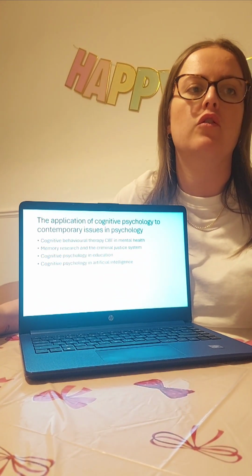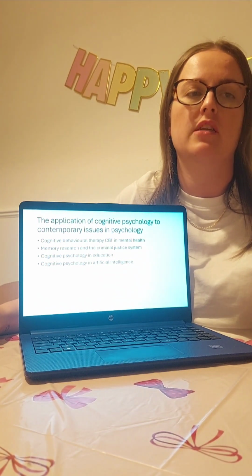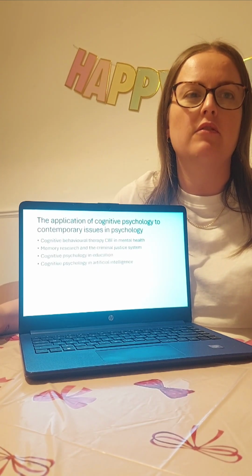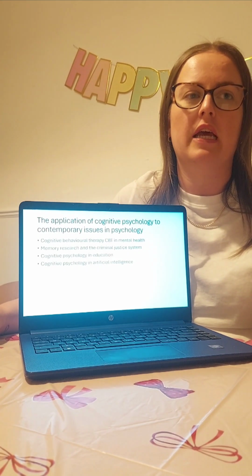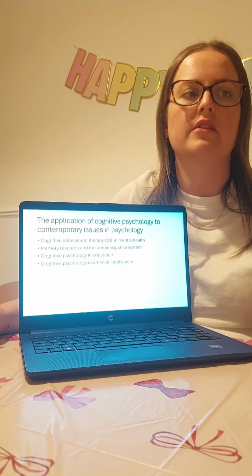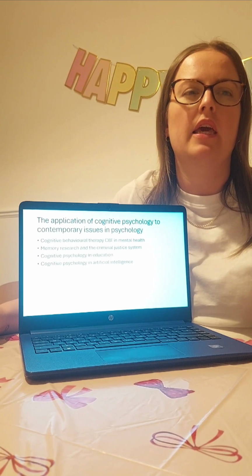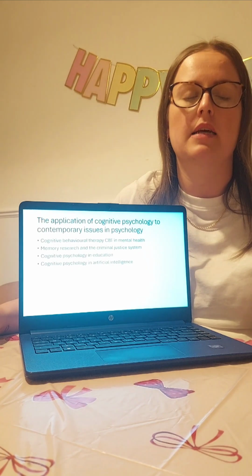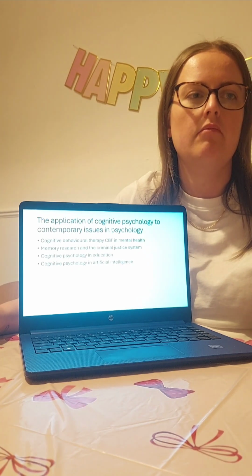The application of cognitive psychology in contemporary issues in psychology. Cognitive psychology has had a profound impact on contemporary psychology and has been used to address a wide range of psychological issues. Here are some of the key applications of cognitive psychology in contemporary psychology.